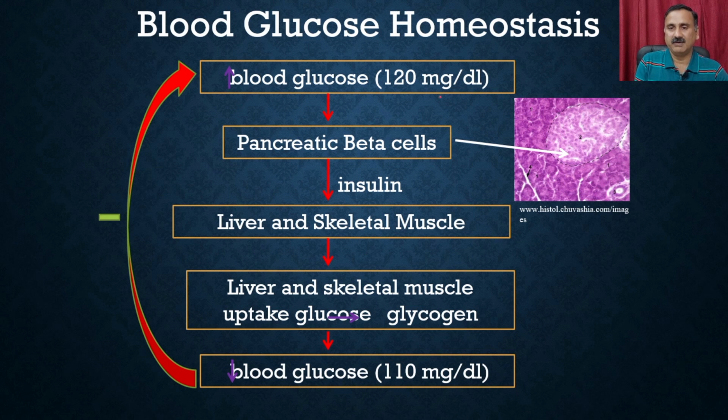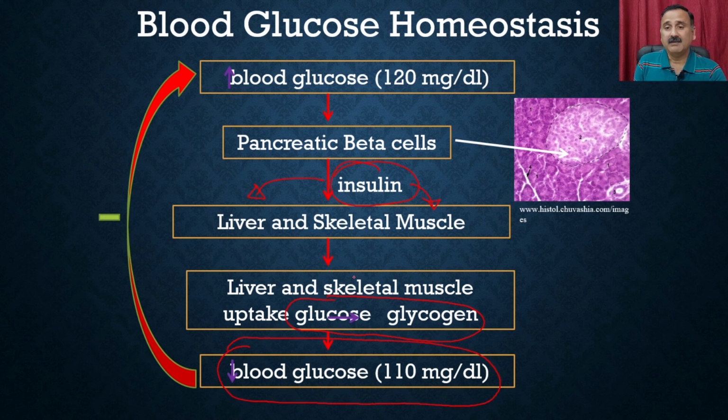When the blood glucose level goes up, it stimulates the pancreatic beta cells to produce the insulin, and that insulin acts on the liver and the muscle cells mainly. That is how the muscle cells and liver cells take up the glucose, and the glucose is converted into the glycogen, and that is how the blood glucose level goes down to its normal level.